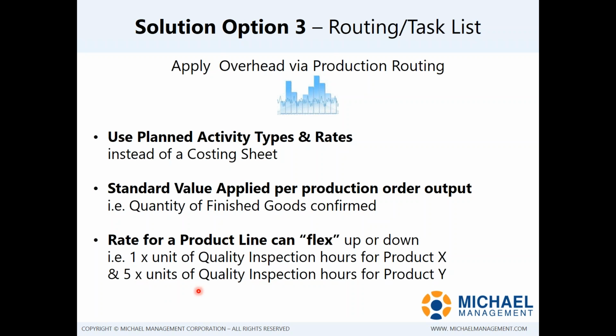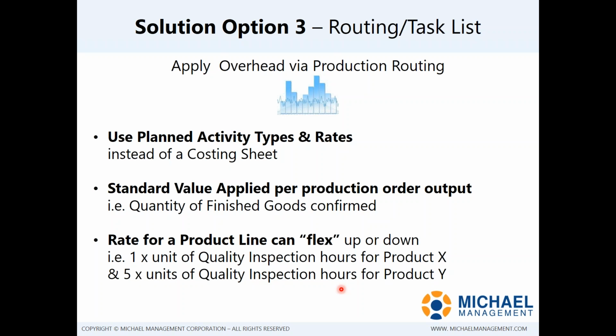So although you only have one standard rate that is planned for quality inspection hours, you can flex the amount up or down for how much gets applied to different products. So this is very useful in order to differentiate different products in the same line or in the same plant.